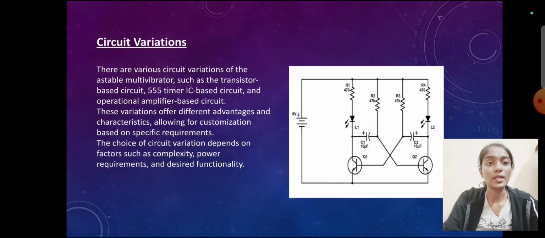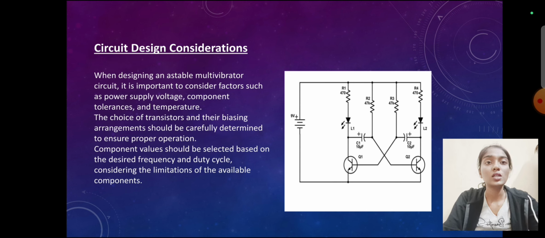Let's move forward to the next slide. Circuit design considerations. When designing an Astable multivibrator circuit, it is important to consider factors such as power supply voltage, component tolerances, and temperature. The choice of the transistors and their biasing arrangement should be carefully determined to ensure proper operation. Component values should be selected based on the desired frequency and duty cycle, considering the limitations of the available components.